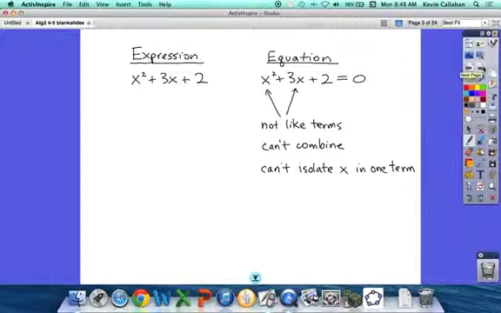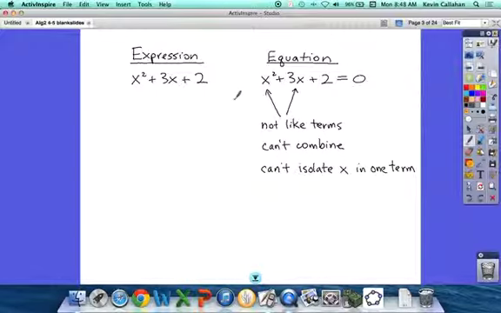So again, making the distinction here between what is an expression and what is an equation. We learned in the last lessons how to factor a quadratic expression. In this lesson, we want to learn how we can solve a quadratic equation, because that's what you do with equations. You solve them.